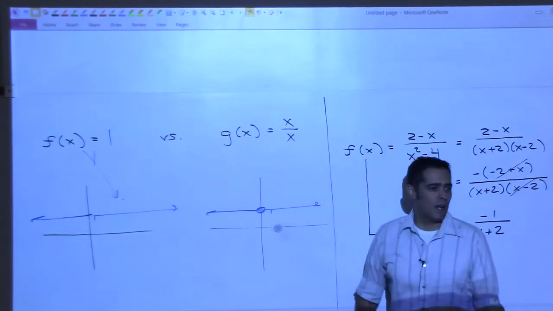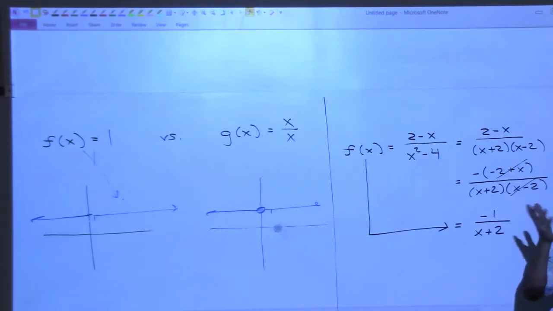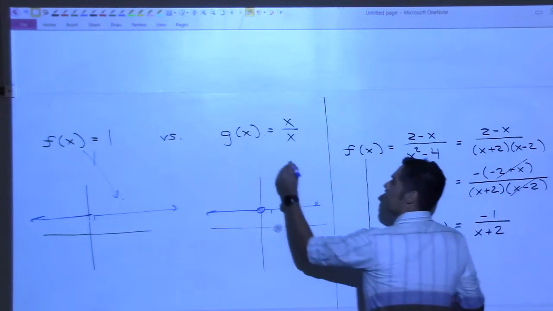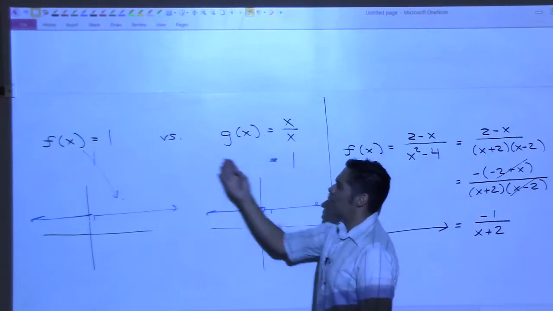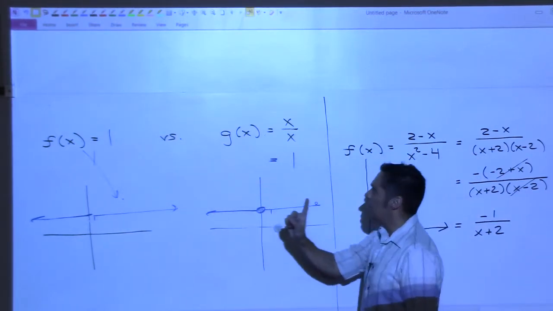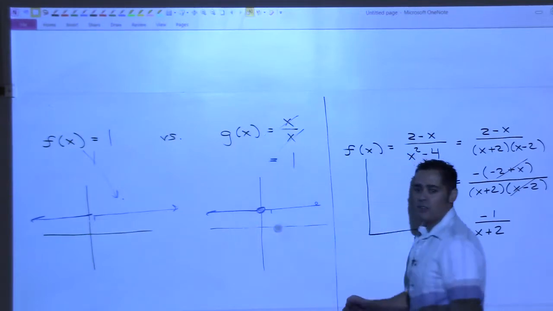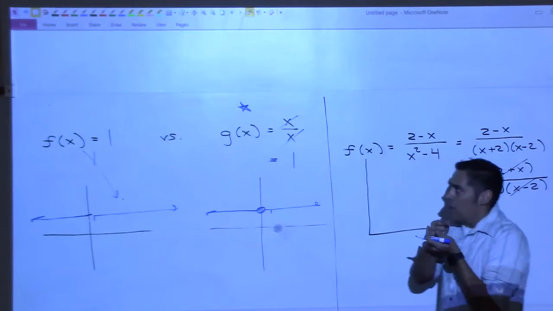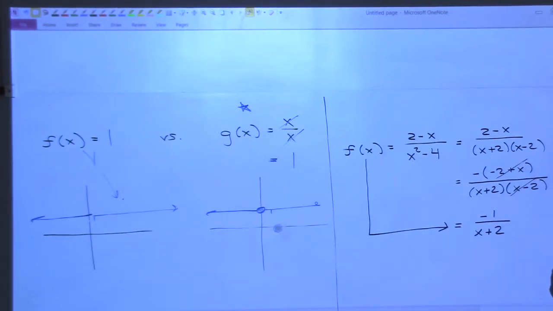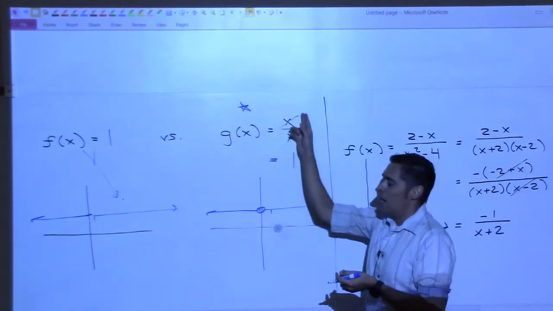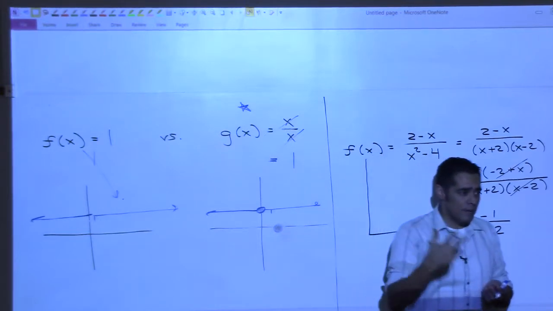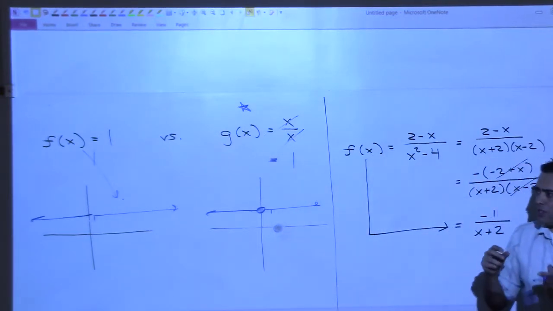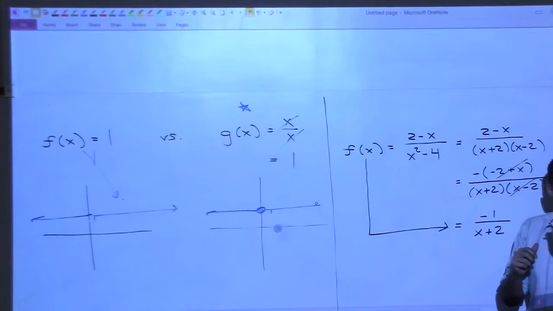Now, if I asked you to algebraically simplify this expression, what would you do? You would cancel the x's, right? And you would say that x over x should be 1, right? So then why aren't they the same? Because when you cancel two factors in a fraction, okay? If I had a little loudspeaker, I would do this in a loudspeaker. If you cancel two factors in a fraction, there is an asterisk next to that cancellation.